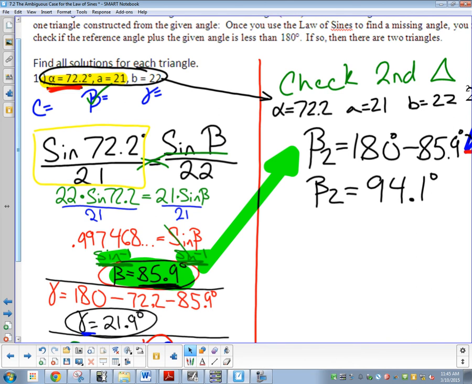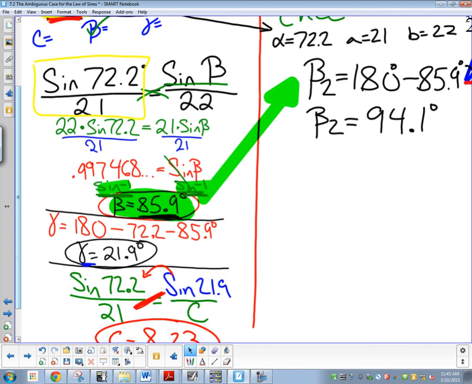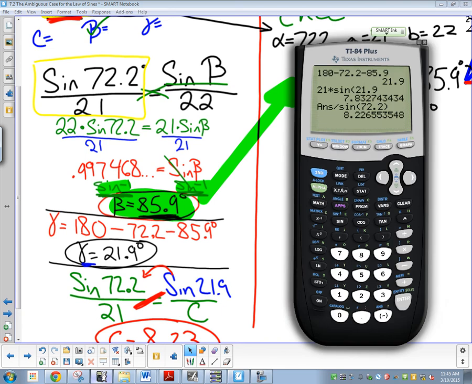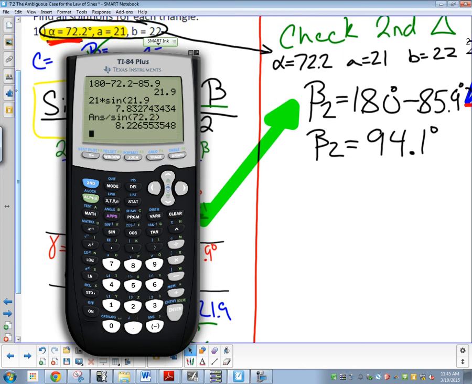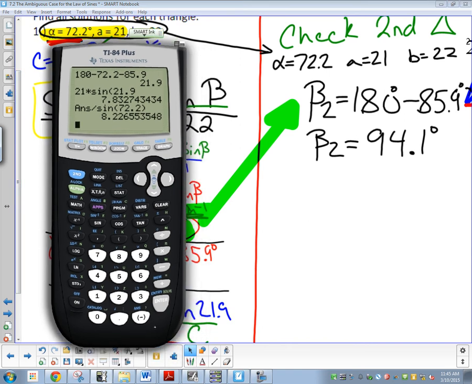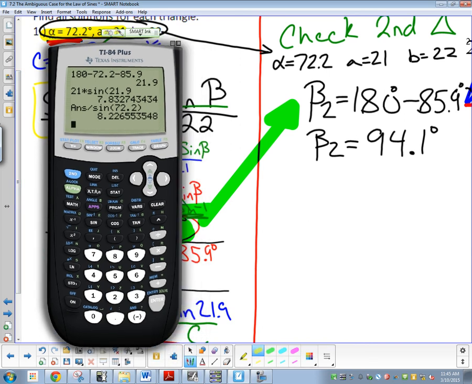Okay? Once you have done that, you could care less about anything you found originally. So all of this work over here, I'm going to put my calculator on top of it so I don't even see it anymore, because it doesn't matter. I'm now going to solve this triangle just like we solved the first one. I've still got these 3 bits of information up above. Those things didn't change. I just found beta 2.